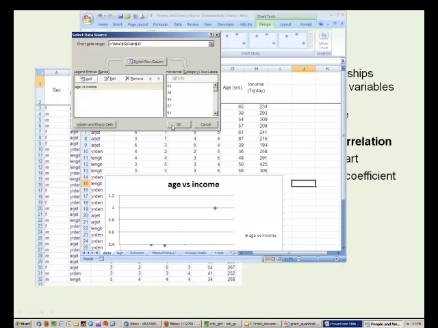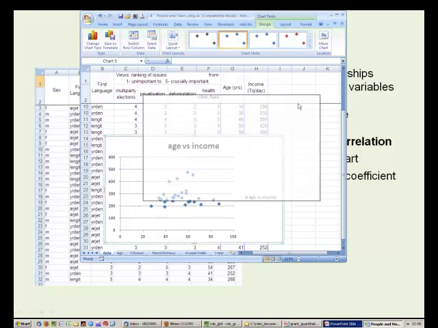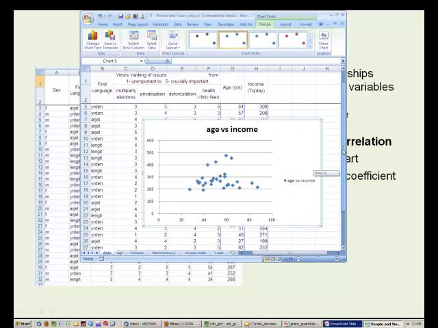Okay, check it's okay. And there we've got your chart. You can see, maybe if you've ever seen a correlation before, what you're looking for is some sort of pattern, some sort of suggestion of a line. For example, as age goes up along here, does income go up?